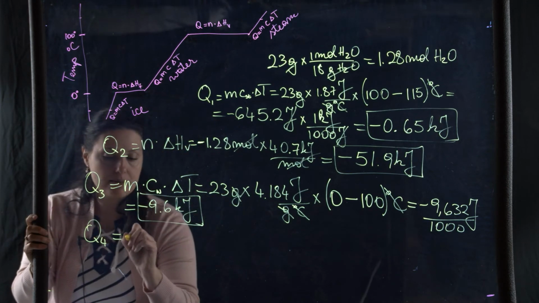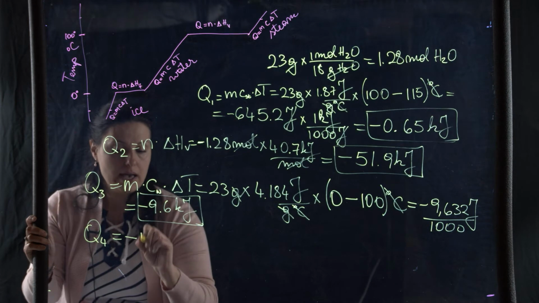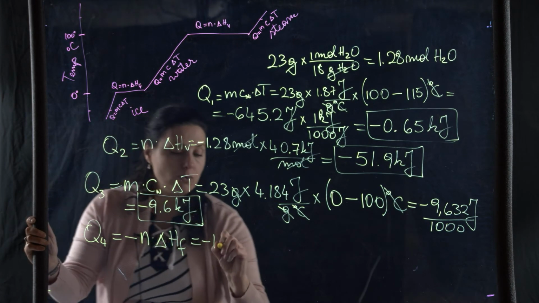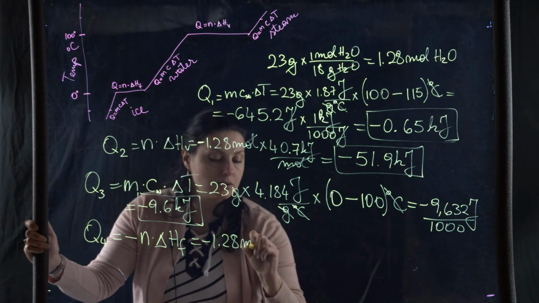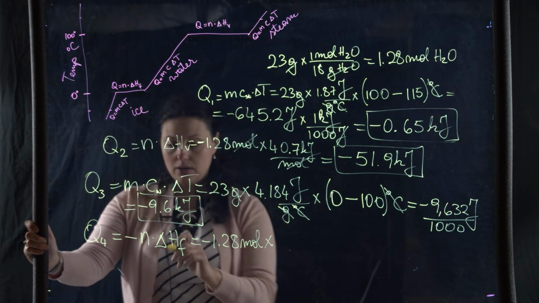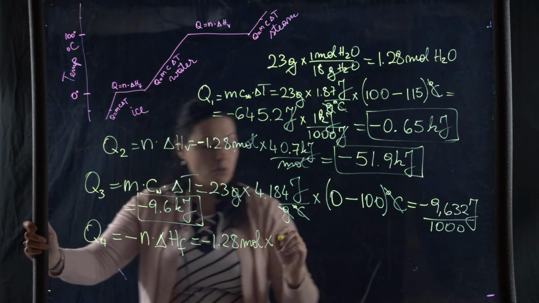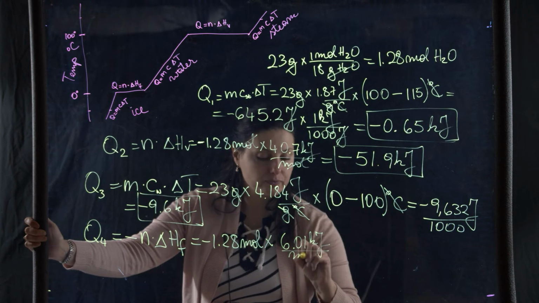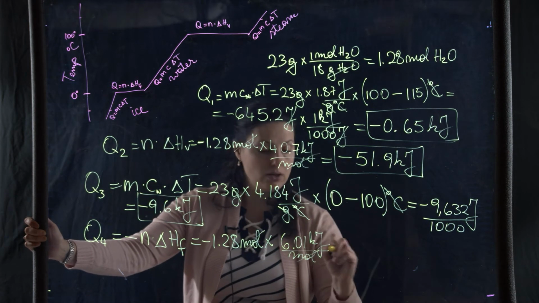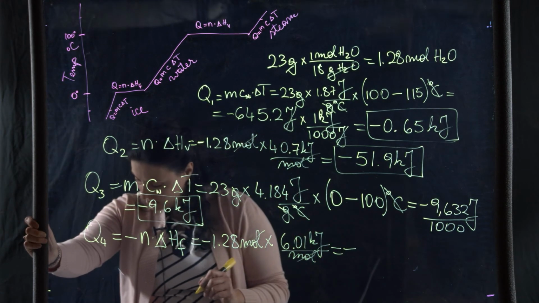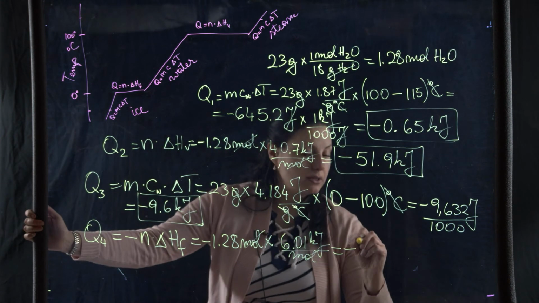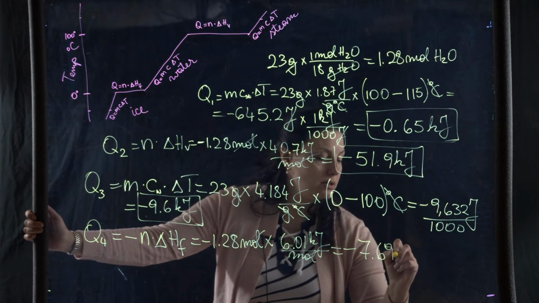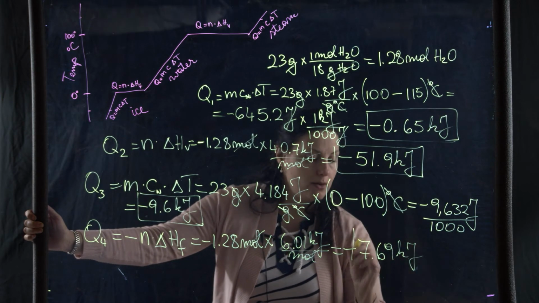Q4 will be minus n times delta H f, minus 1.28 moles times the delta H f, which is 6.01 kilojoules per mole. My moles will cancel, and this will be minus 7.69 kilojoules.